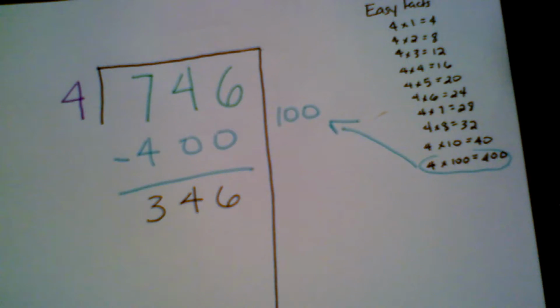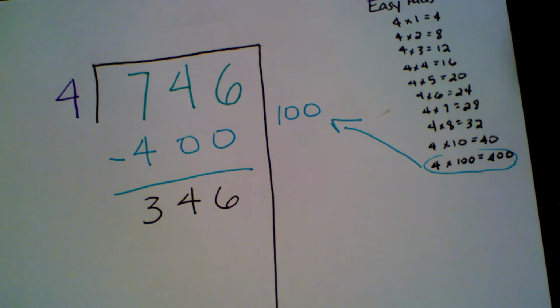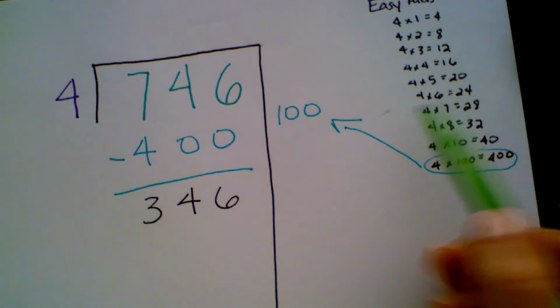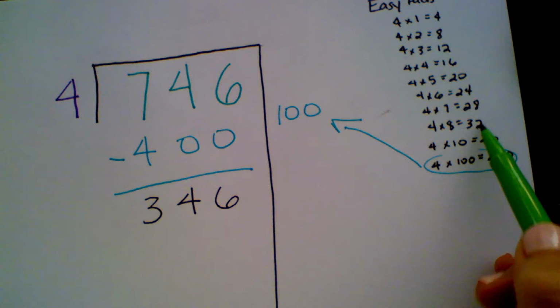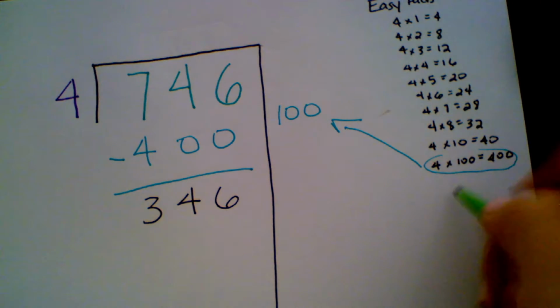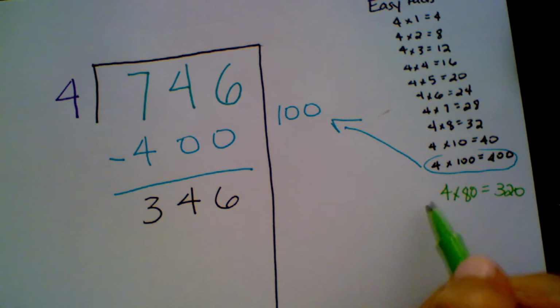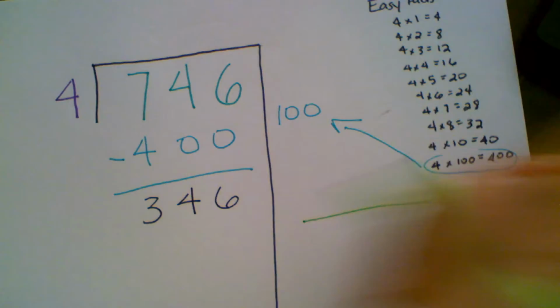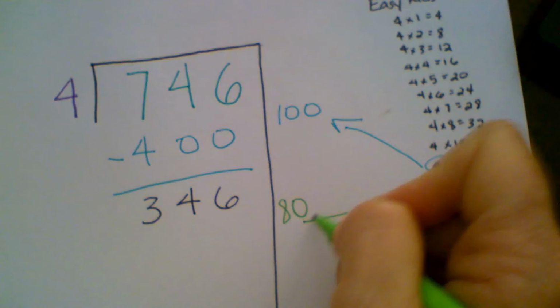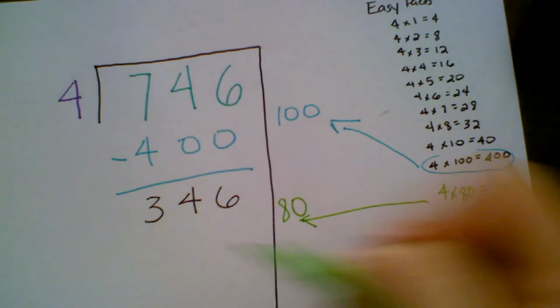Now 746 minus 400 gives us 346. Okay, so now I need to think about what is going to get me close to 346 without going over. Well, I'm going to look at 34. 4 times what? 4 times 8 gives me 32. So 4 times 80 is going to give me 320. So I'm going to write that 80 here.